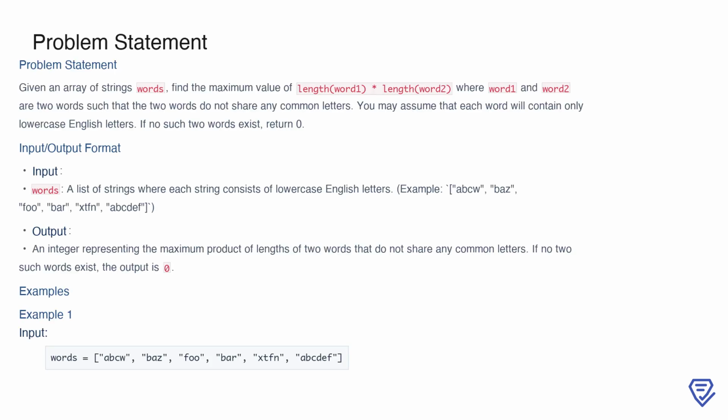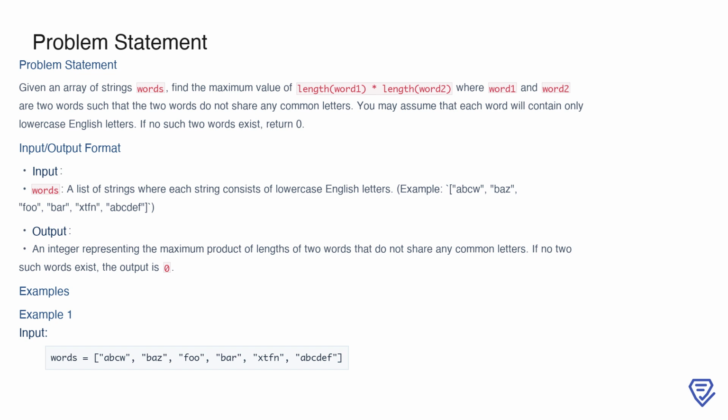Let's dive in. The problem asks us to find the maximum product of the lengths of two words from a given array of strings, where the two words do not share any common letters. For example, in the array abq, baz, foo, bar, xtfn, abcdf, we need to identify two words that are disjoint, meaning they have no overlapping letters, and then compute the product of their lengths. If no such pair of words exists, the output should be 0.